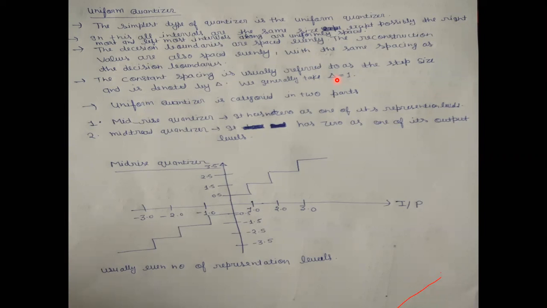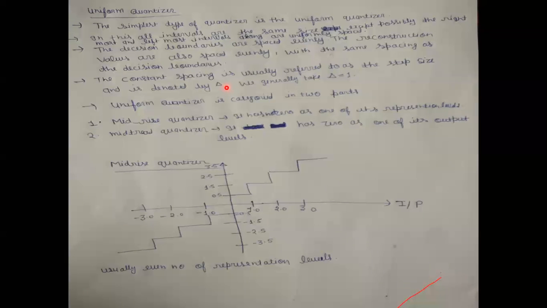This is the whole concept of the uniform quantizer. In the uniform quantizer, all the intervals are of the same size, the decision boundaries are spaced evenly, the reconstruction values are also spaced evenly, and the difference between one interval and another is known as the step size, denoted by delta. We generally take delta equal to 1 in the case of the uniform quantizer.